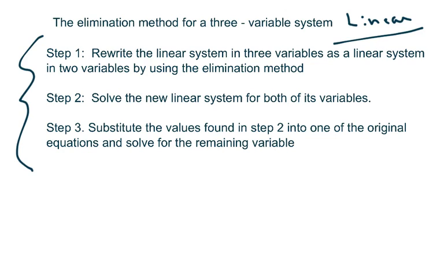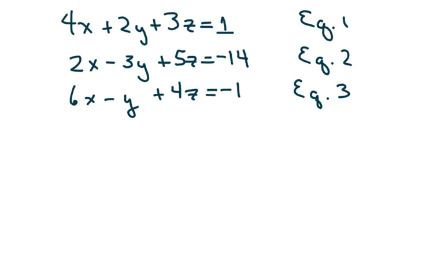First of all, we want to write the system in three variables as a system in two variables and solve for two variables. Once we find those two variables, we substitute them back into one of the original equations and get the remaining variable. I think the best way is just to do an example. I have 4 examples I'm going to use, and the first one is this one right here.